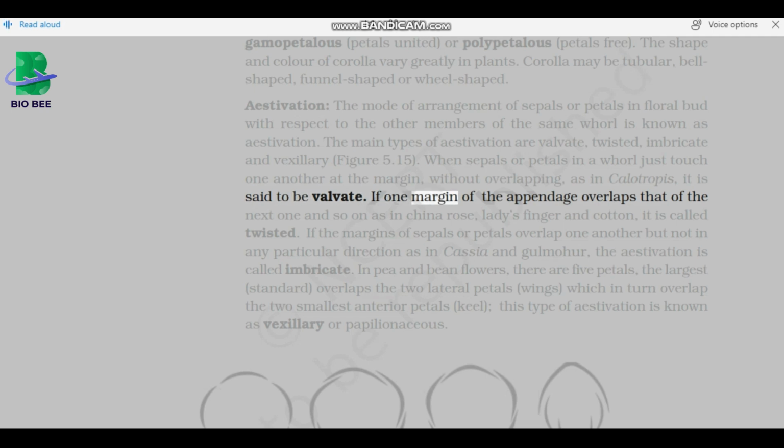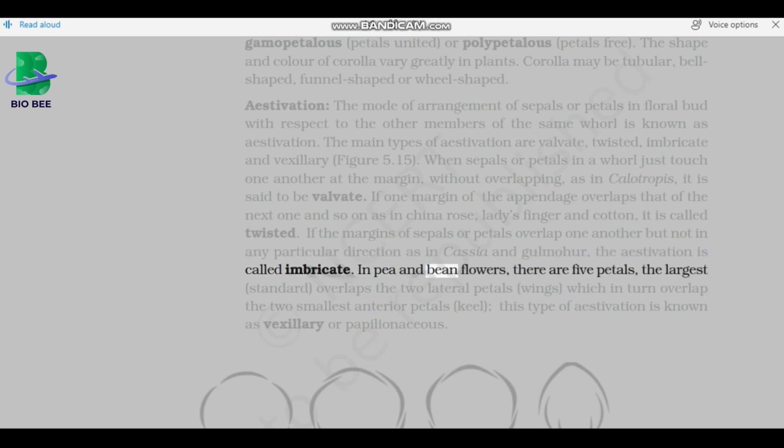If one margin of the appendage overlaps that of the next one, and so on, as in China rose, lady's finger and cotton, it is called twisted. If the margins of sepals or petals overlap one another but not in any particular direction, as in cassia and gulmohar, the estivation is called imbricate.